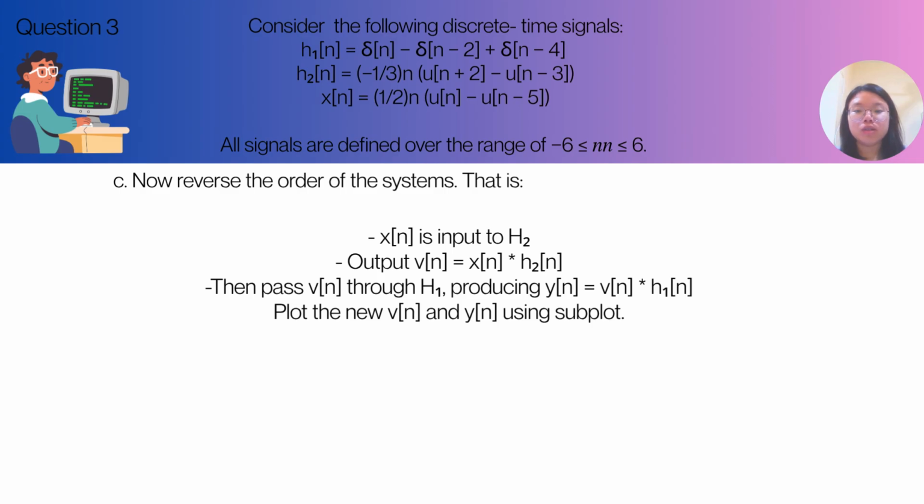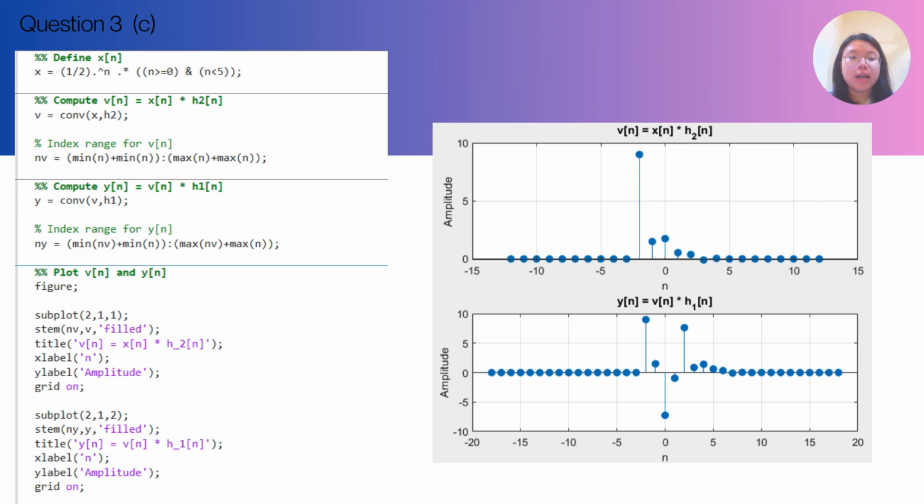C. Now reverse the order of the system, that is xn is input to h2, output vn equals xn convolved with h2n, then pass vn through h1, producing yn equals vn convolved with h1n. Plot the new vn and yn using subplot. Now we reverse the order. This time xn goes into h2 first, producing a new intermediate signal v reverse n, equal to xn convolved with h2n. Then we pass v reverse n through h1, giving y reverse n, equal to v reverse n convolved with h1n.